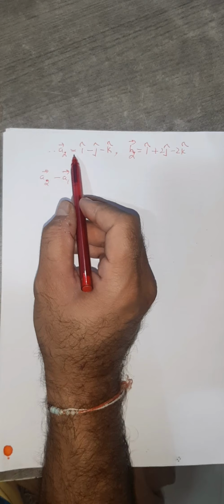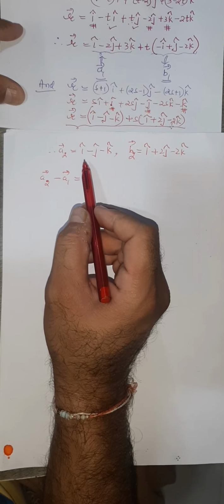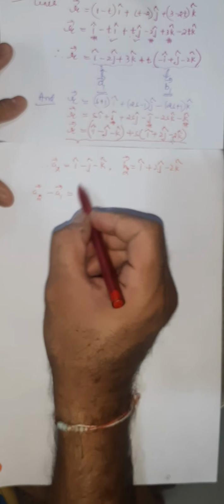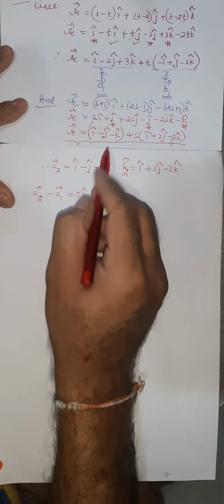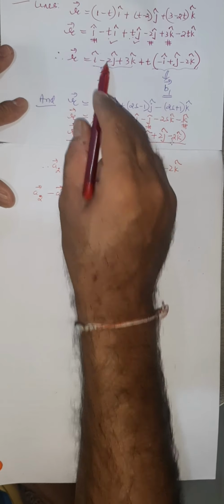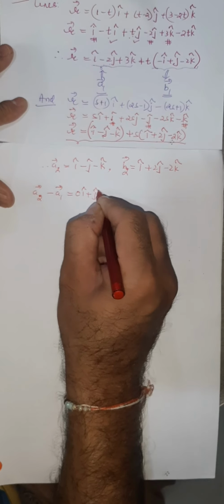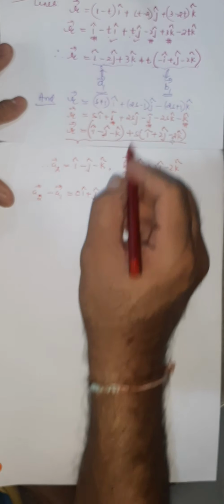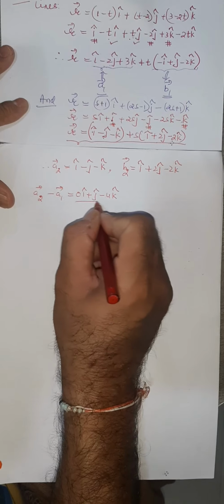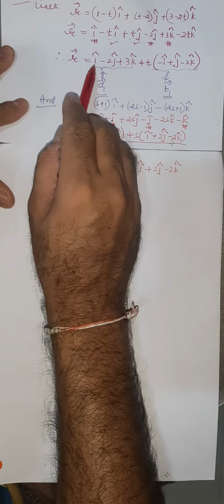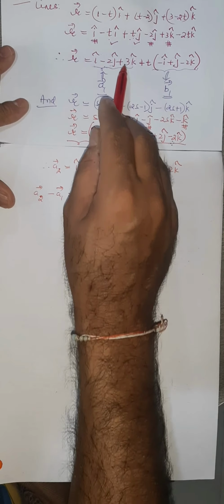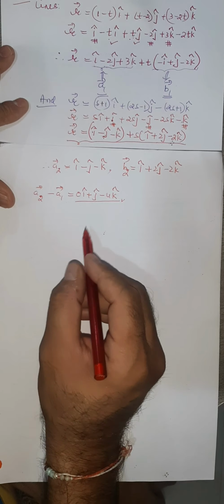Look at it, a2 and a1. So here you know the difference of these two. This minus this, which is 0 i cap. This minus this, which is minus 1 plus 2, so plus j cap. Minus 1 minus 3, which is minus 4k cap. I repeat, this minus this 0, minus 1 plus 2, which is 1, minus 1 minus 3, which is minus 4.